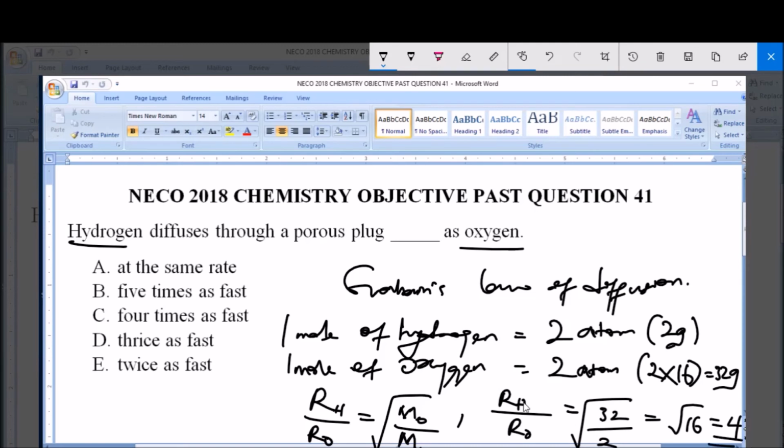So therefore hydrogen will diffuse 4 times as fast as oxygen, and that is option C, 4 times as fast as oxygen.